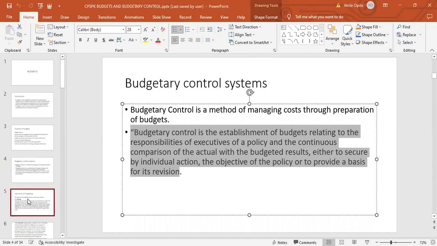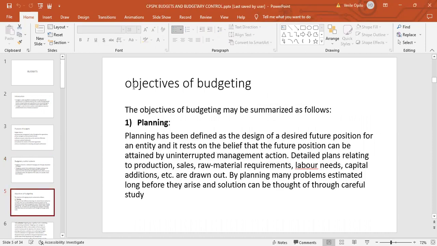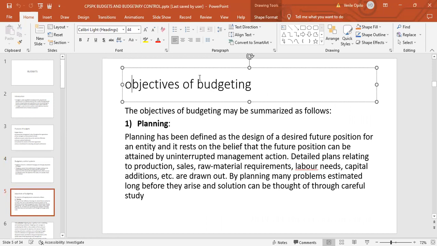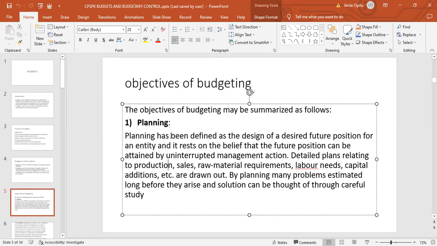So now that we know what a budgetary control system is, we can go ahead and look at the objectives of budgeting. We usually have several objectives of budgeting. And the first objective as to why an organization can consider undertaking the budgeting process is to plan.